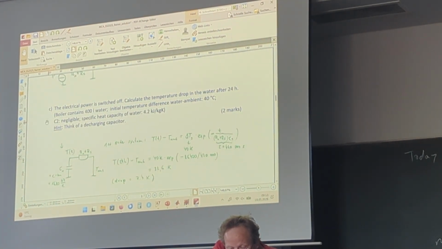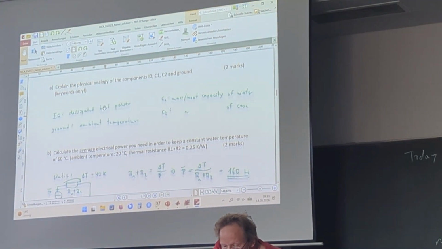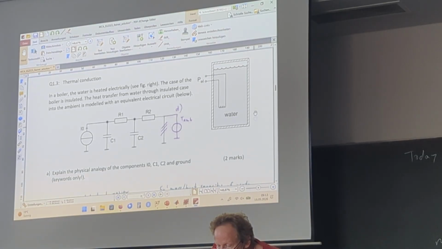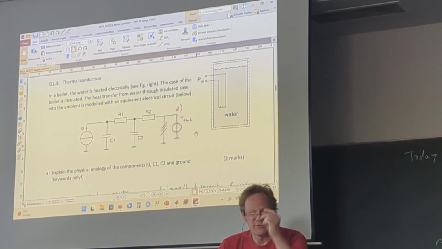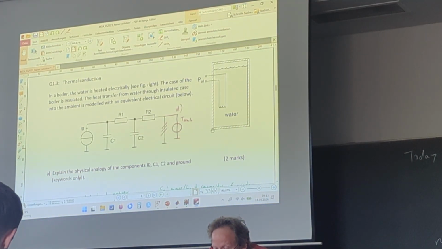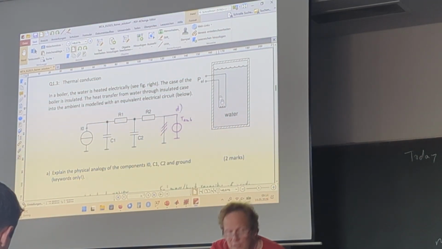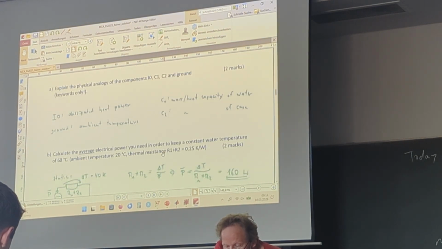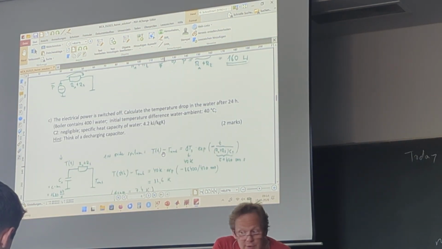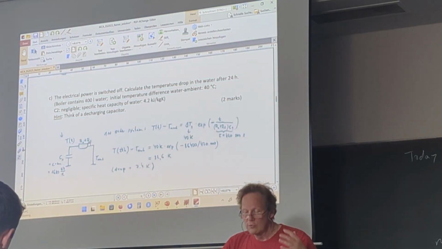Why is that? Because here it was given that C2 is negligible. And well, that makes sense. So the case is just something brass plus insulation. It doesn't have so much weight, and its heat capacity is also not so large with respect to water. So you could neglect this thermal capacity of the case itself, and you don't have to think yourself about that. Here it's in the text. C2 is negligible.